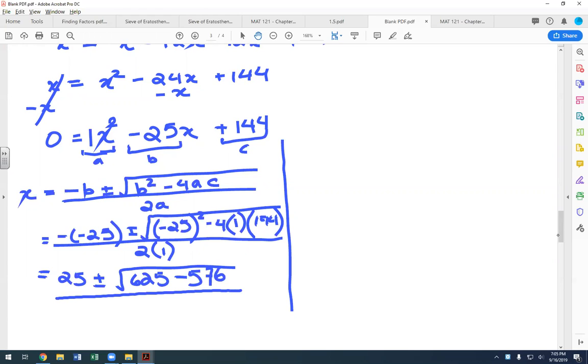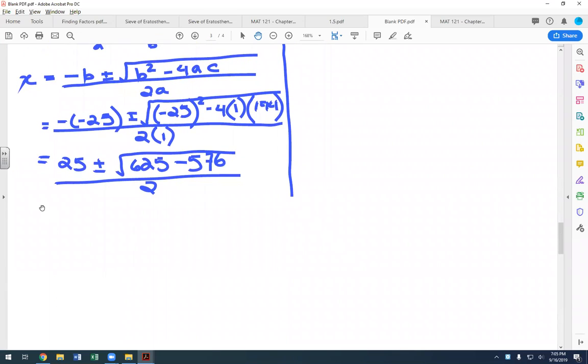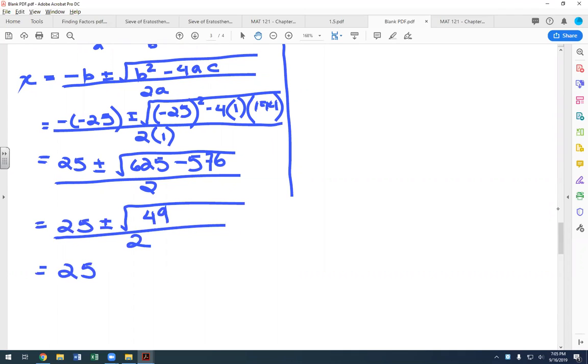Alrighty, divided by 2. Can you tell me what that subtraction will be? 49. Okay. Yeah, because you're just shy of 50 here. 49 is nice because 49 is a perfect square. You are going to get plus or minus 7, which will lead you into 32 over 2, right?